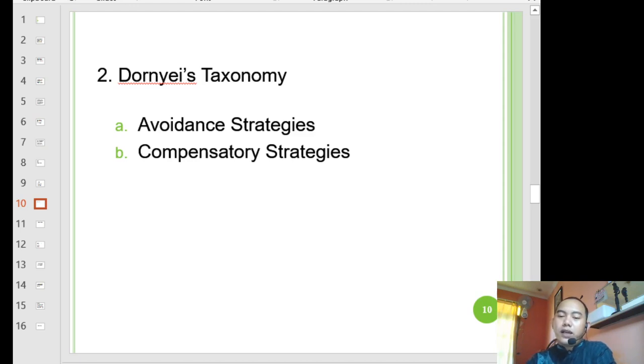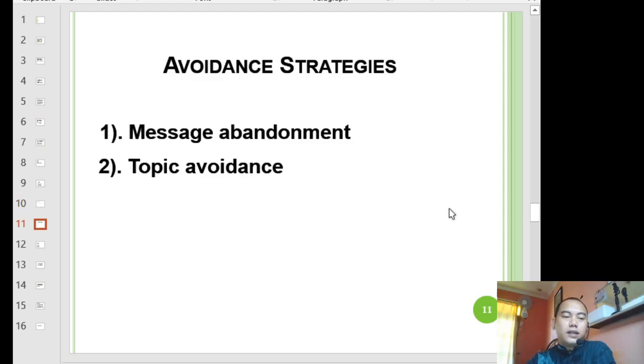Compensatory strategies, on the other hand, involve compensation for missing knowledge. He outlines 11 types of compensatory strategies in a very comprehensive way, which include circumlocution, word coinage, prefabricated patterns, appealing for help, and stalling or time-gaining strategies. These strategies can be elaborated as follows. And then avoidance strategies.